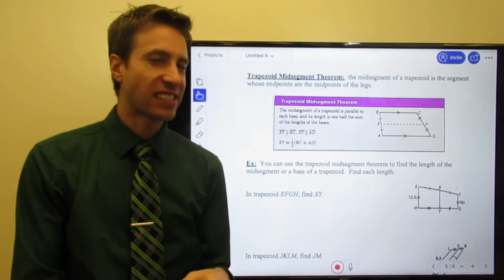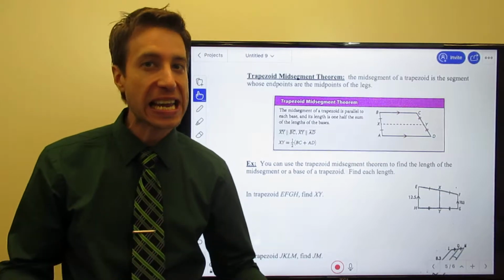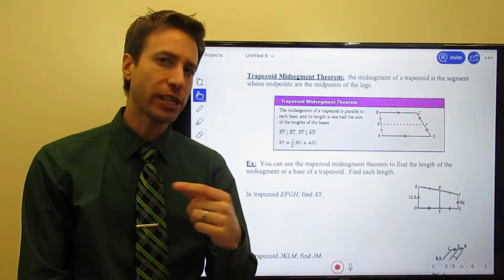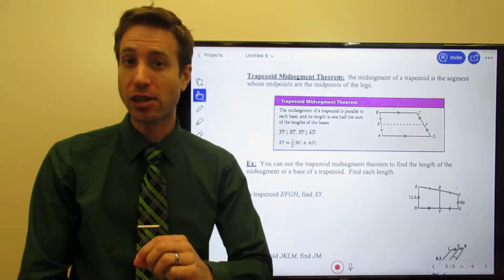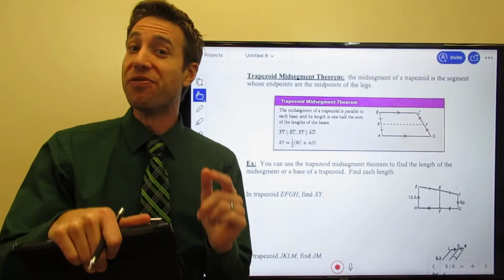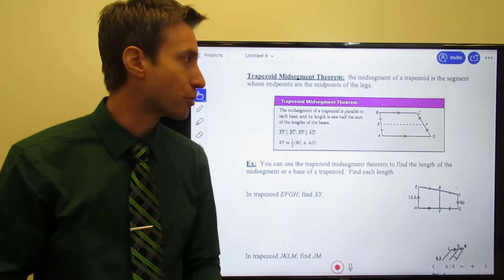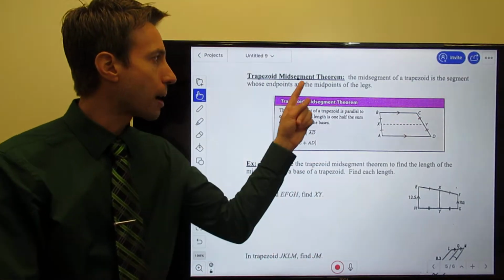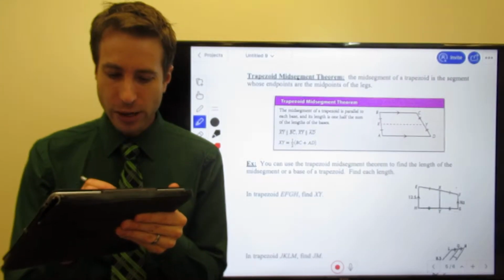Here's the last thing we're going to look at dealing with trapezoids. And this is for any trapezoid. I know we just did a bunch of problems dealing specifically with an isosceles trapezoid, but this property applies to any trapezoid at all, and it's simply the trapezoid mid-segment theorem. Really simple theorem. Here's the way it works.